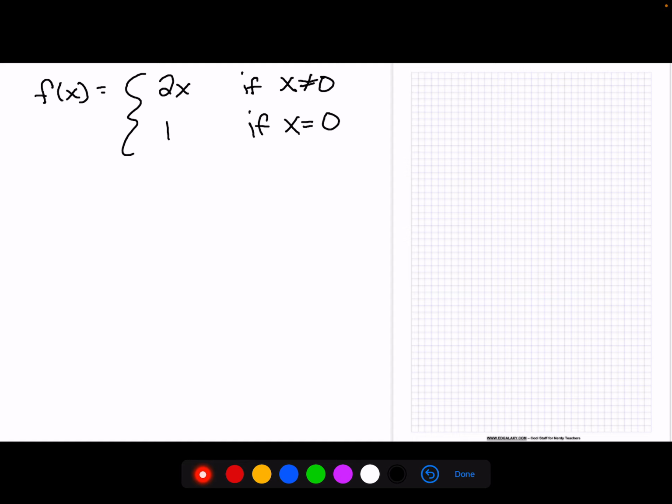The first piece, you can tell, is a linear function when it stands alone. But we're going to have this linear function so that it's not defined at x equals 0. So basically at 0, 0, it's a nice open circle.